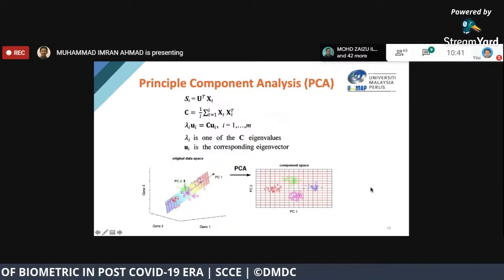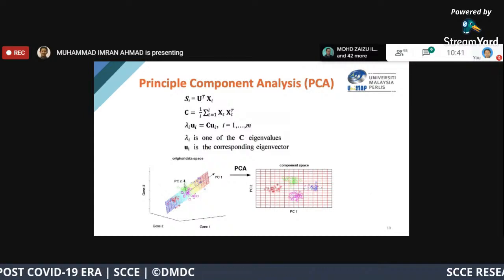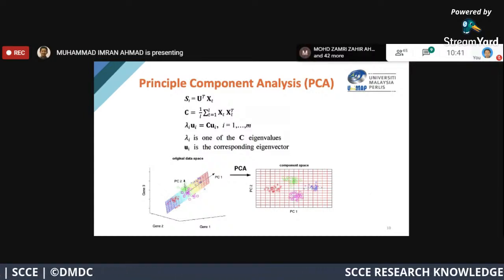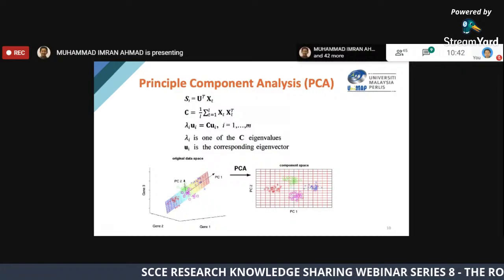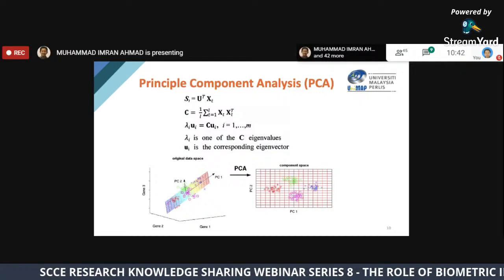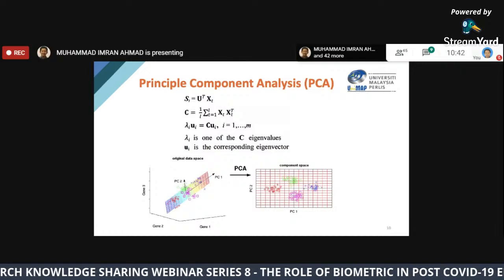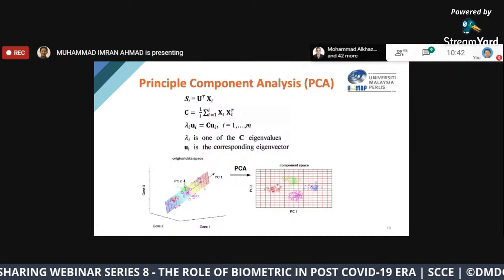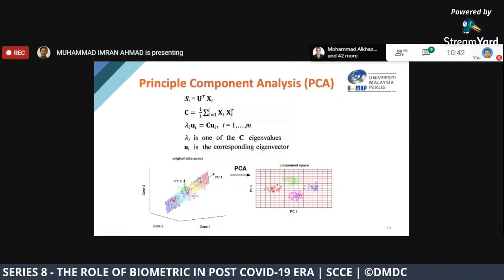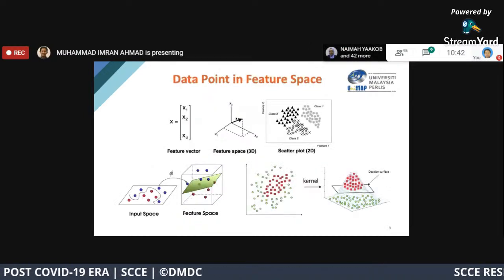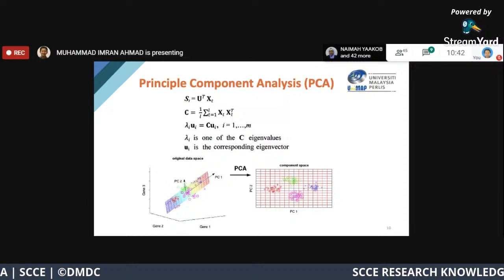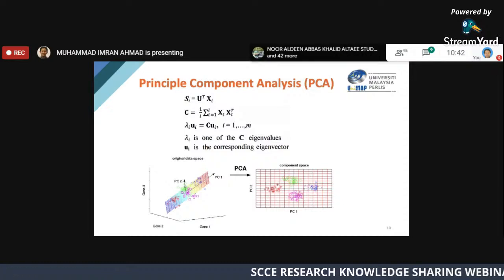Right. So now we want to see what is the commonly used technique for generating a feature space from the raw data. We have the raw data, or the original image captured by camera, and then how can we generate the feature space like this? One of the popular and well-known techniques is principal component analysis, or PCA.